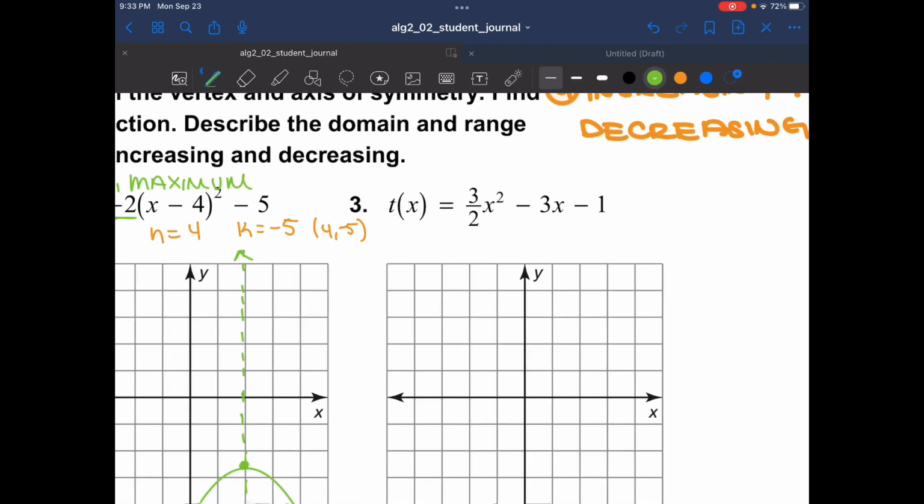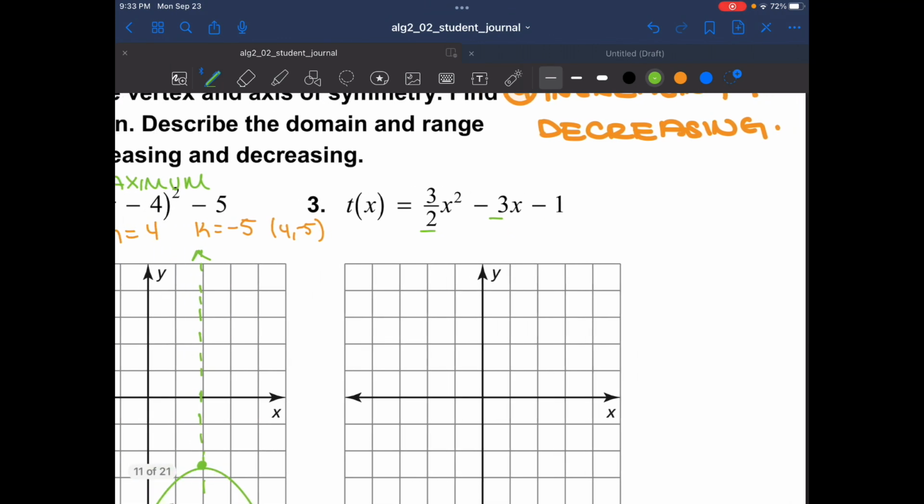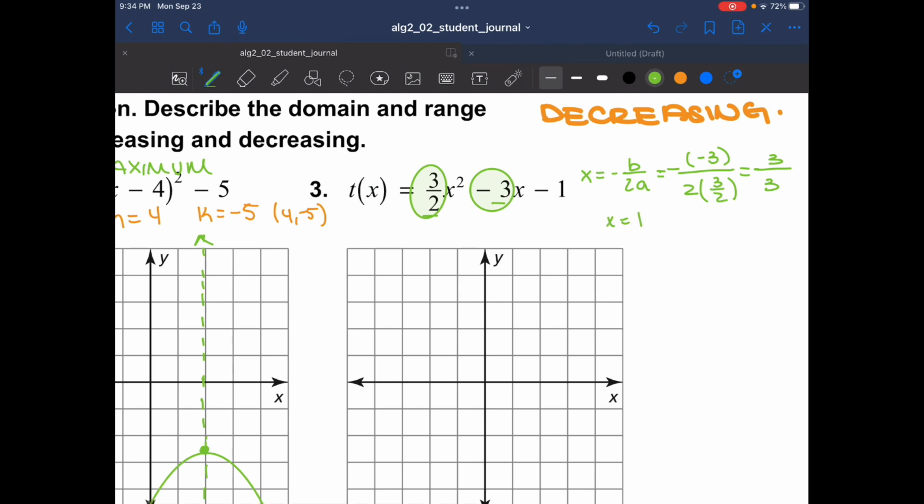Great, let's talk about this next one. This next one is not in the form that we want it to be in, right? However, we do have an a and we do have a b, so I can say x equals -b over 2a to get our x for our axis of symmetry. And that is going to be equal to, I have a -3 and then a 3 over 2. So this is going to be -3 over 2, and my a is 3 over 2. So negative times a negative is a positive, and then 2 times 3 is 6, divided by 2 is 3. You can also think of it as 2 divided by 2 is 1, and 3 divided by 1 is 3. So this will be equal to 1.